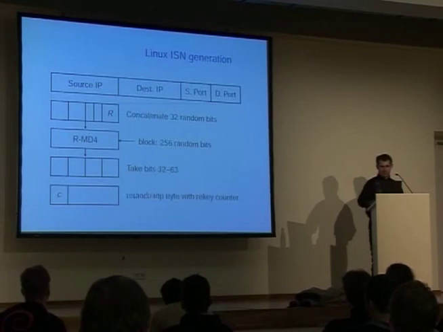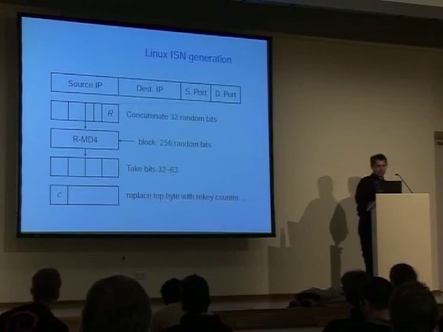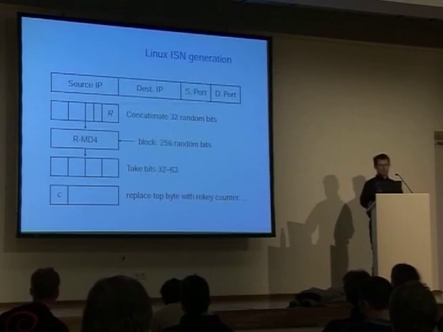And then you take the second byte from that, and then the second 32 bits. Then you replace the first byte with a counter, and then add on the time.